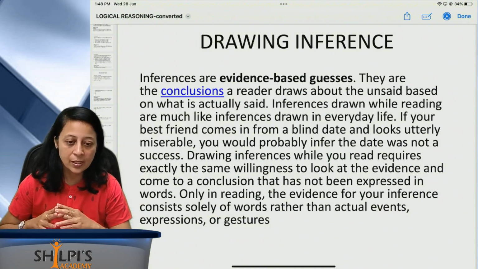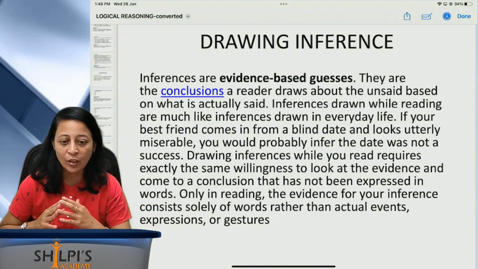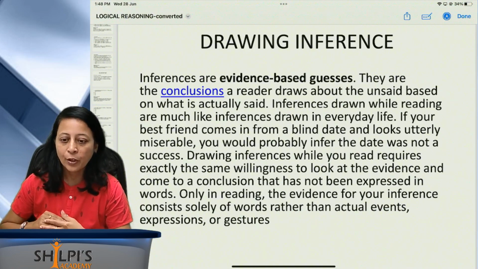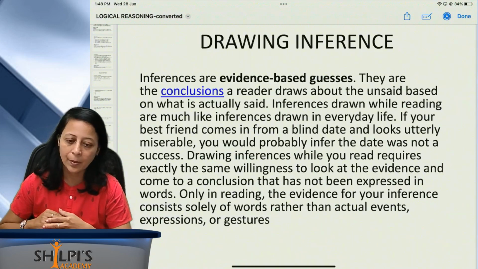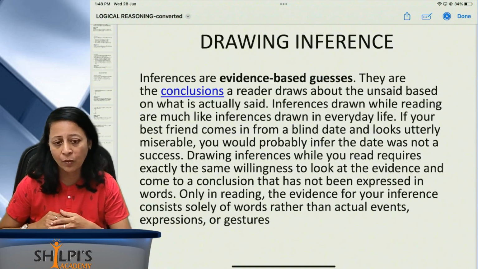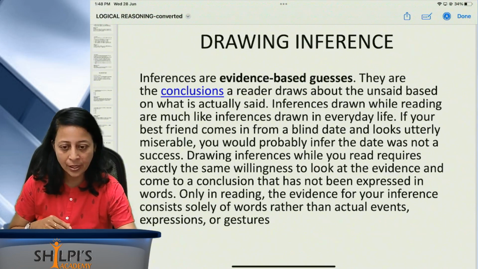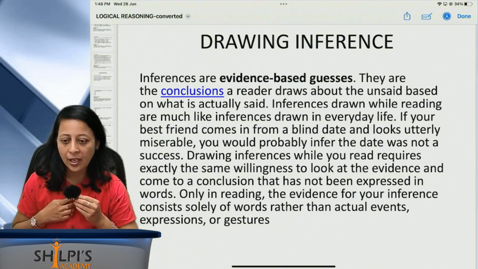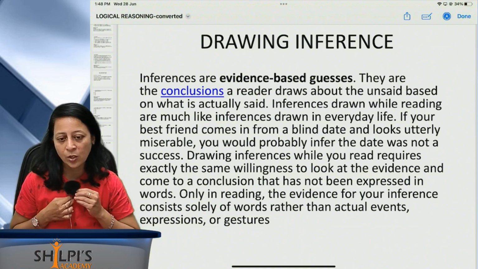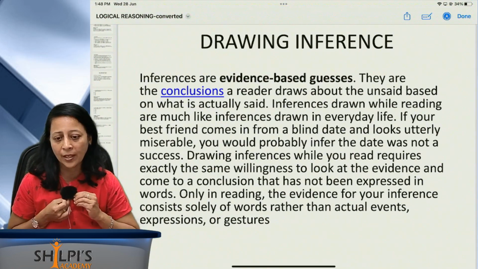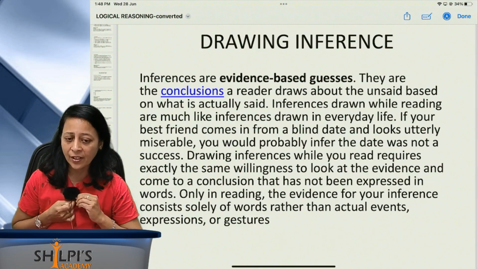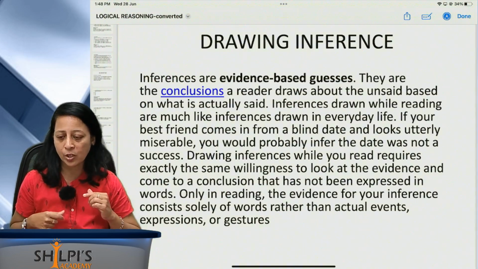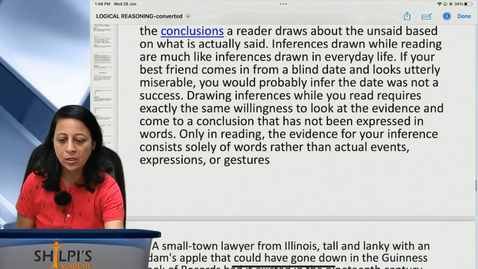Okay. So inferences drawn while reading are much like inferences drawn in everyday life. If your best friend comes in from a blind date and looks utterly miserable, you would probably infer the date was not a success. Drawing inferences while you read requires exactly the same willingness to look at the evidence and come to a conclusion that has not been expressed in words. Only in reading, the evidence for your inference consists solely of words rather than the actual events, expressions or gestures. So let us see how this will be.